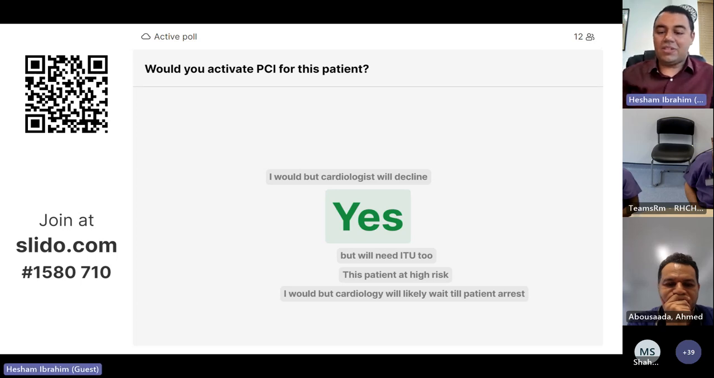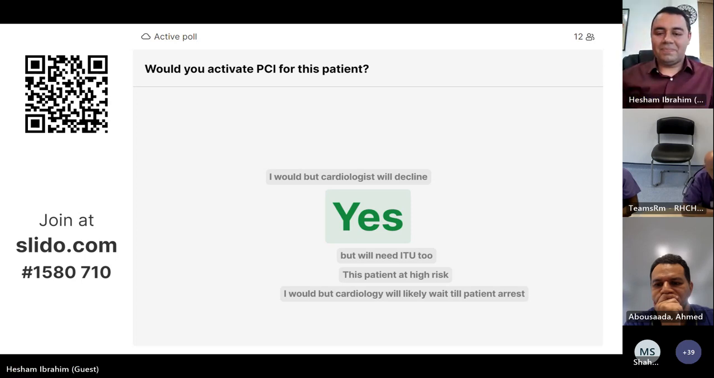Yeah, this patient will need ITU too. I wouldn't disagree with this. I'm just talking about the management of the patient rather than the logistics of achieving this management. But I agree with you. This patient will need critical care support to go to the cath lab. Any further comments from you regarding the first case?